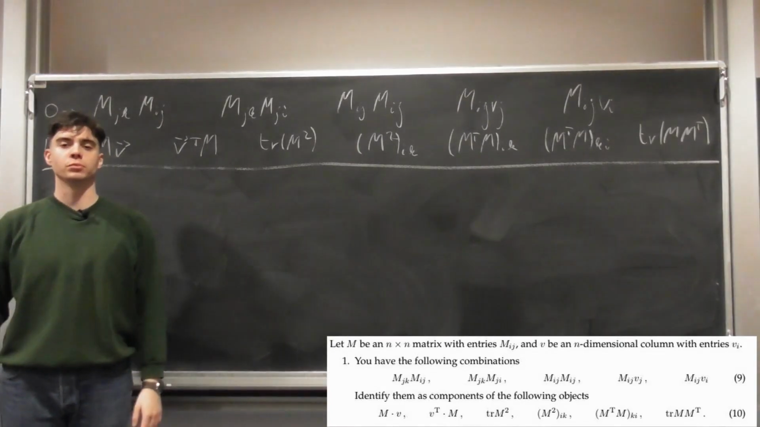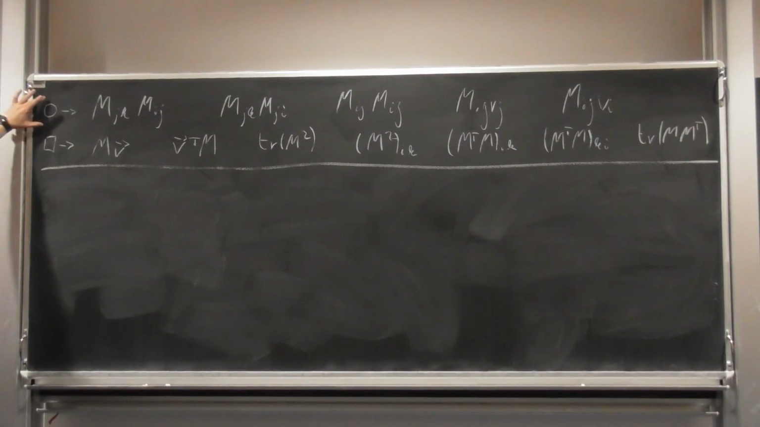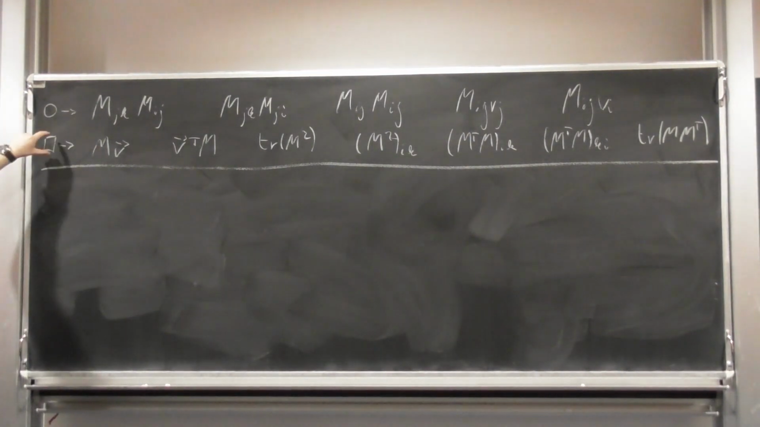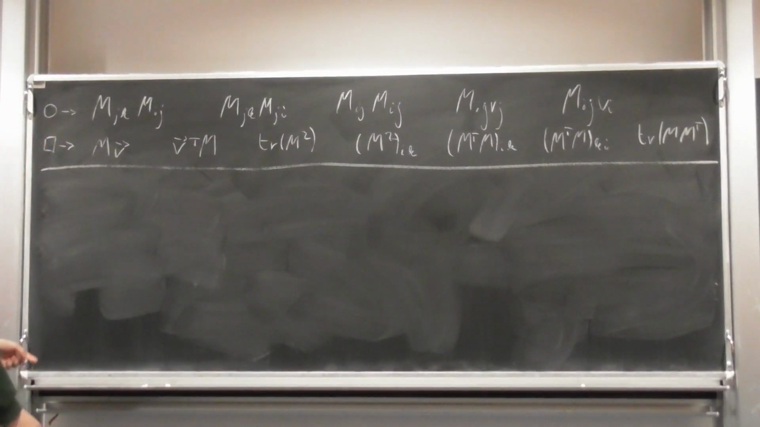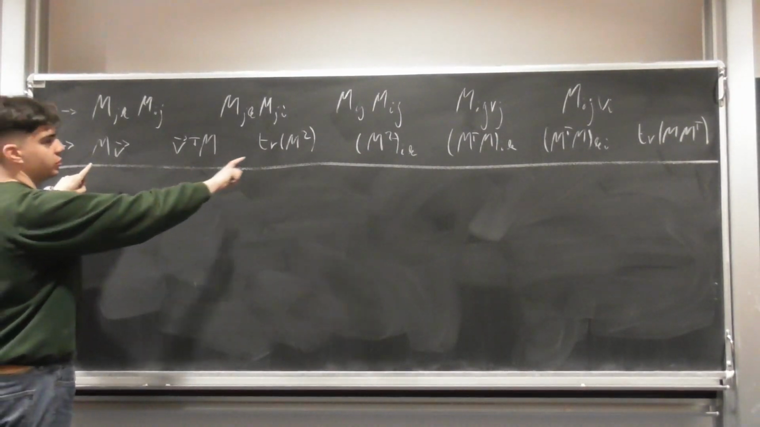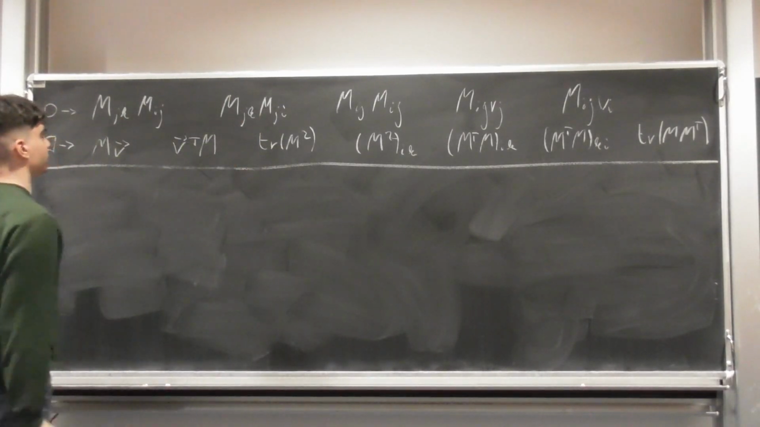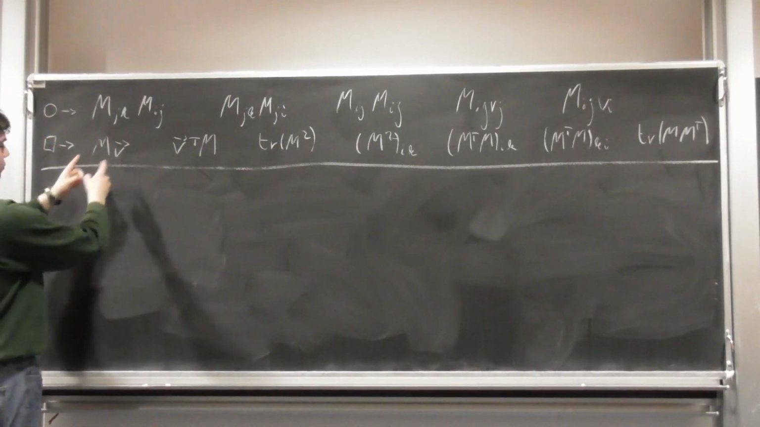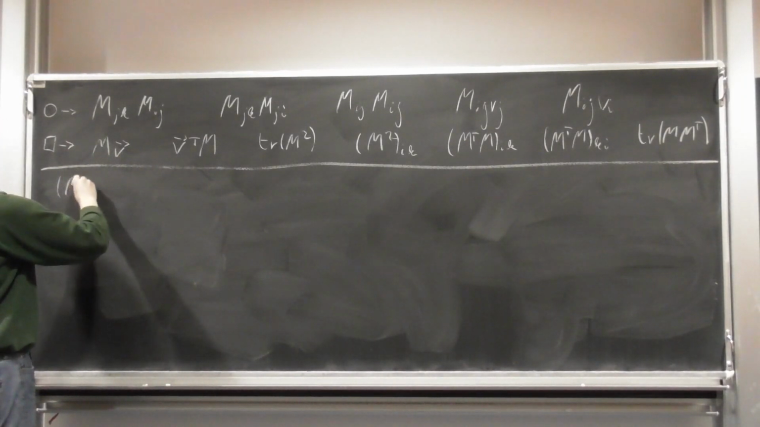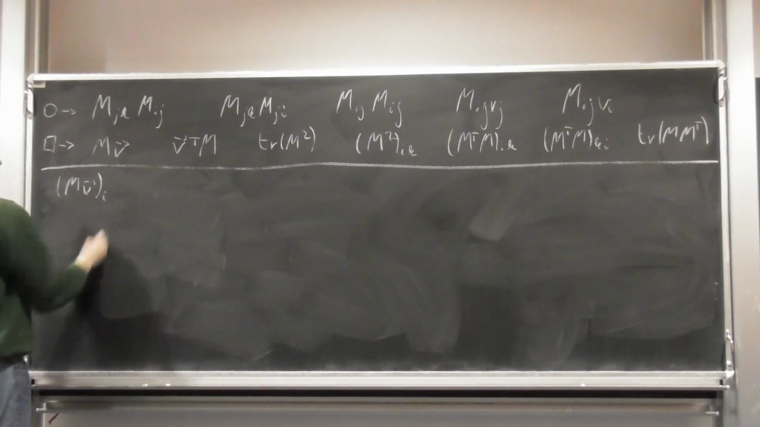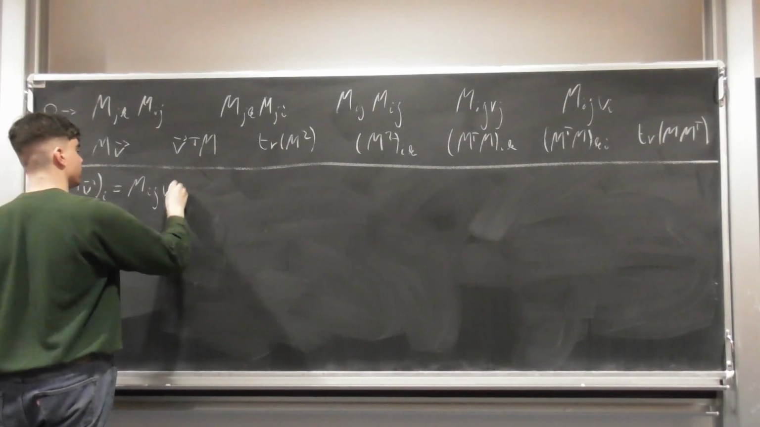Okay, so now we're going to move on to problem 2.1, which asks us to identify the entries in the circle row with the objects in the square row. Our strategy to do this will be to find the components of each of these objects and try and match them with any of the ones in the circle row. Okay, let's start with the first one. So Mv is a vector, so let's take the ith component of that vector. That's defined as M_ij v_j.